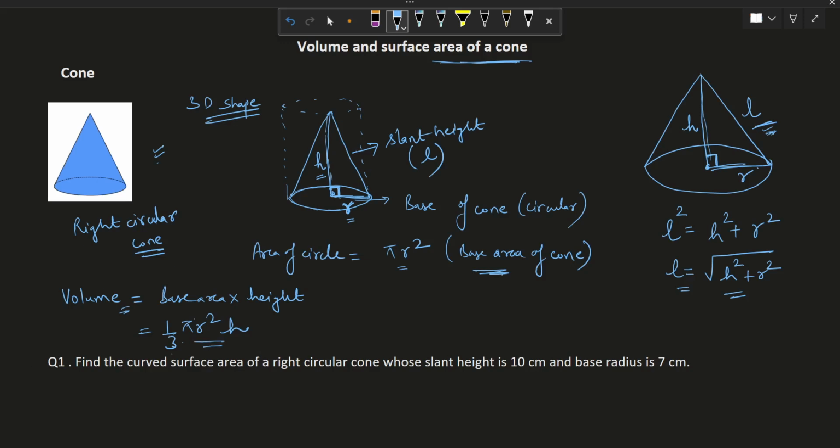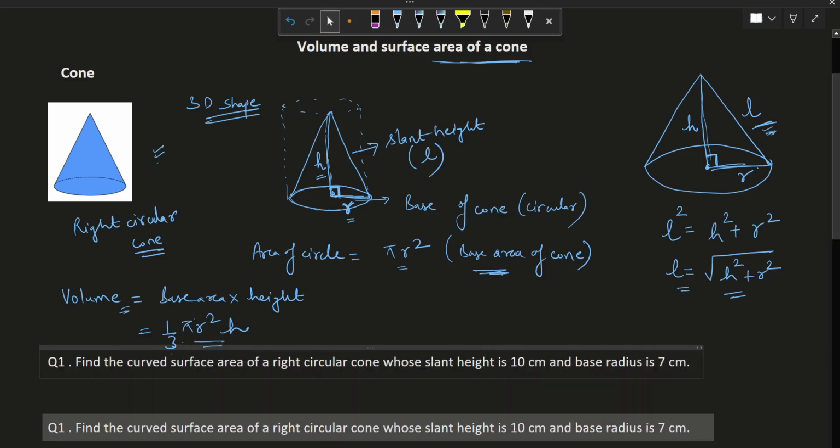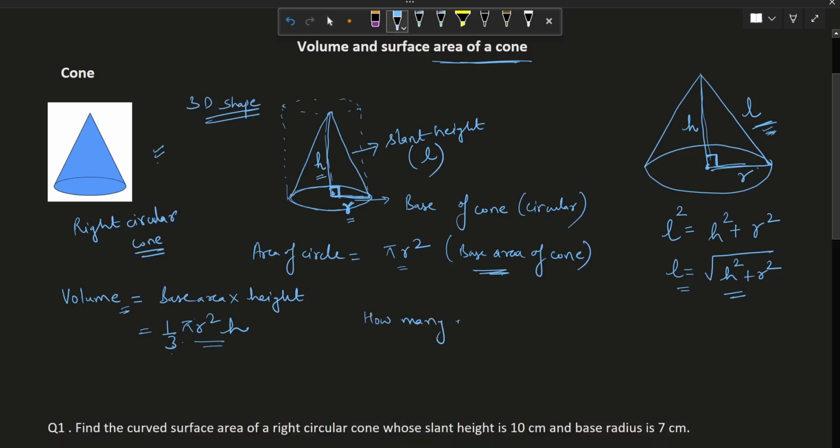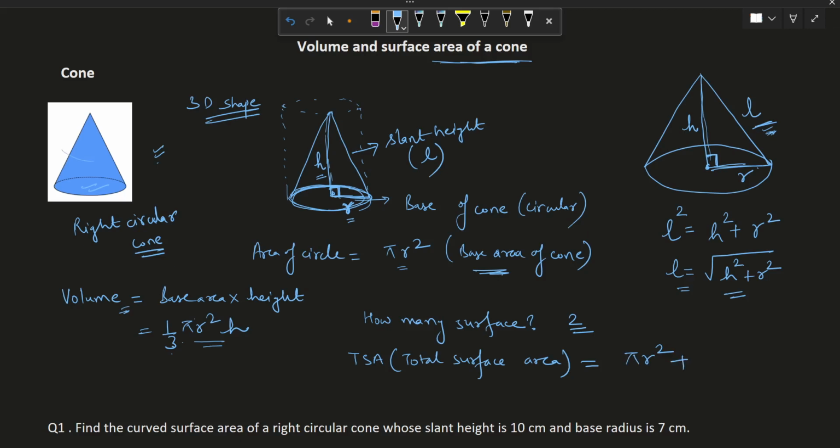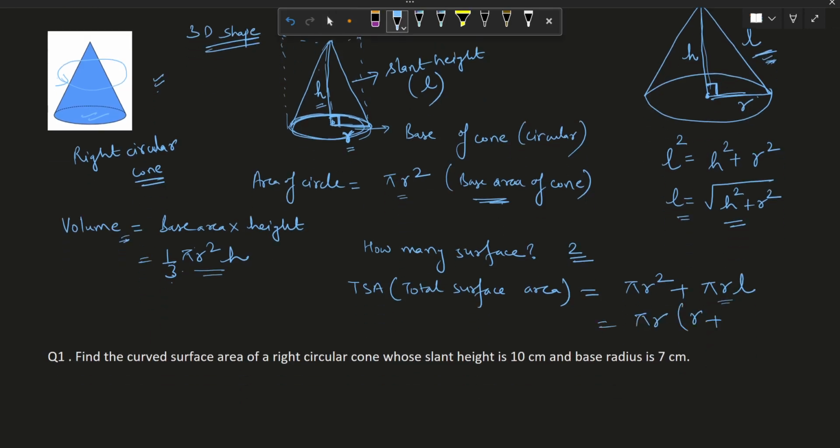Clear here? Now the total surface area and curved surface area. How many surfaces are there in the cone? There are only two surfaces. One is the base part, this base area of ours. If I talk about TSA, which is total surface area, it includes the base area, pi r square, plus there is also a curved part, the round part of the cone. What is that? CSA. Curved part area we take as pi RL, because if you open this, you cut it, you will get a curved part kind of thing. The area of that is pi RL. From here you can take pi r common, so pi r into r plus L. This is the TSA of a cone.